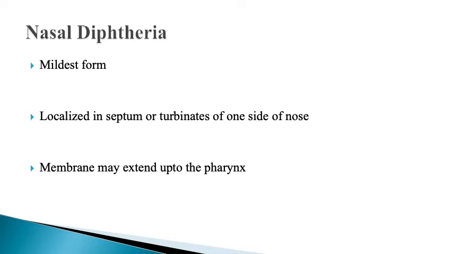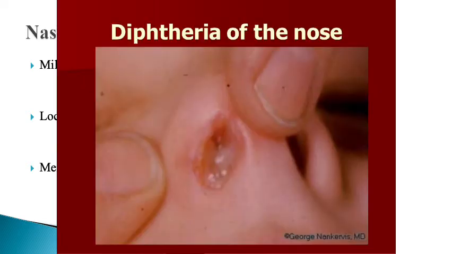Nasal diphtheria is the mildest form of respiratory diphtheria, and it is usually localized in the septum or turbinates of one side of the nose, and the membrane may extend into the pharynx. This is the picture which shows the presence of the pseudomembrane in the right nostril of the child.